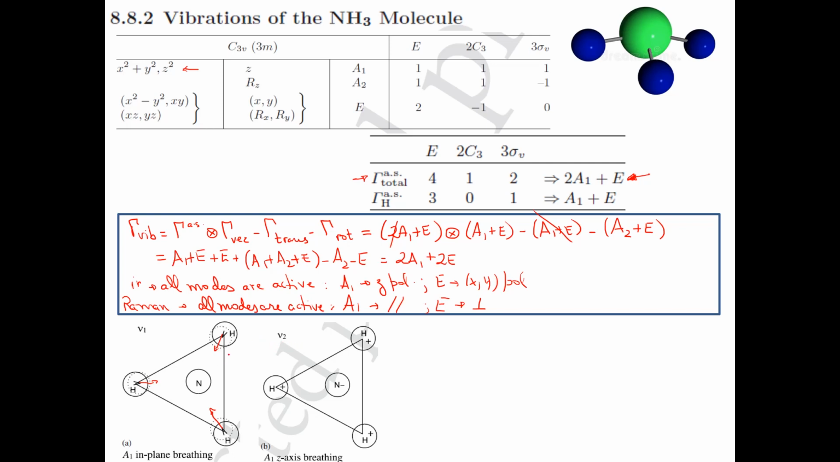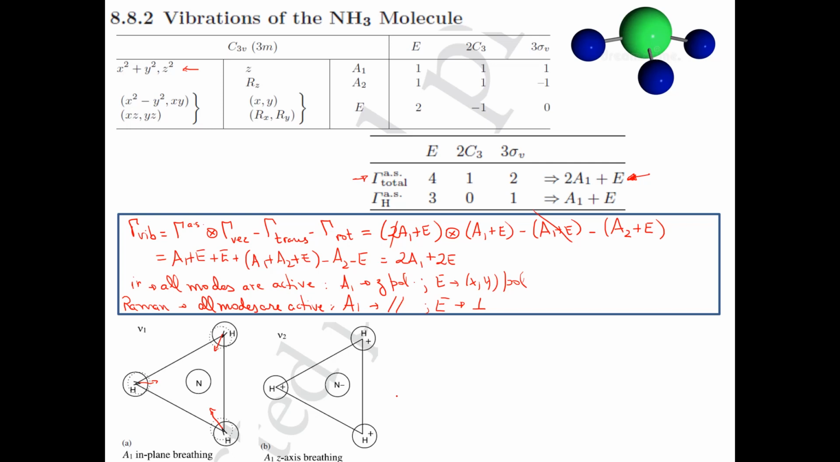Okay, so this is a possible A1 in-plane breathing mode. You can also have an A1 out-of-plane, z-axis breathing mode, in which the three hydrogen atoms move up and the nitrogen atom moves down, so it's vibrating like that. Okay, this does not change the symmetry of the molecule, so it's a perfectly valid A1 mode.